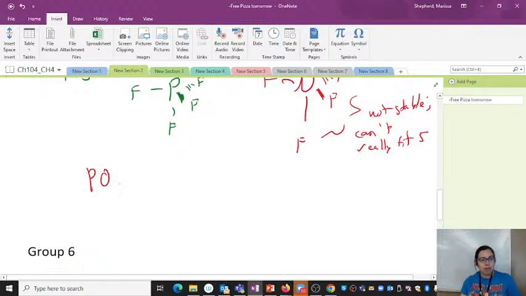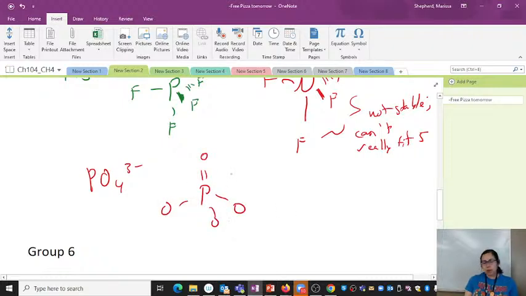We also saw with our polyatomics that we could have phosphate, PO4 3 minus. So then we might have phosphorus in this sort of bonding scenario. So 5 bonds, but this geometry would actually be tetrahedral since it's still bonded to 4 things. It doesn't matter that this is double bonded, for its overall geometry it's still tetrahedral.